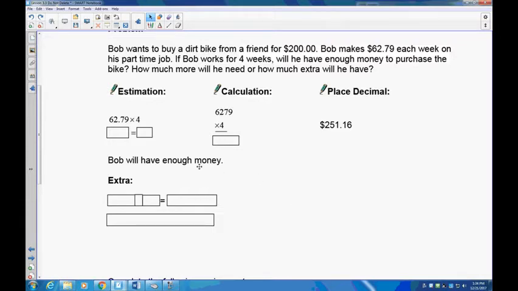All right, well, we're going to do some rounding. We change this to 60 times 4. That gives me 240. Now, the multiplication, 4 times 9 is 36. Put down the 6, carry the 3. And I'm going to assume that by now you can do the multiplication, so your answer should be 25116. Now, to place the decimal, we know we have to be around 240, which means my decimal's got to be between the two ones. So I should have $251.16.